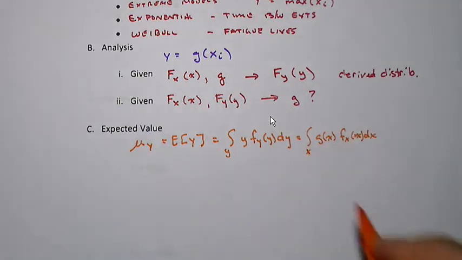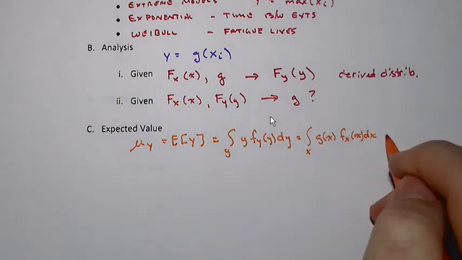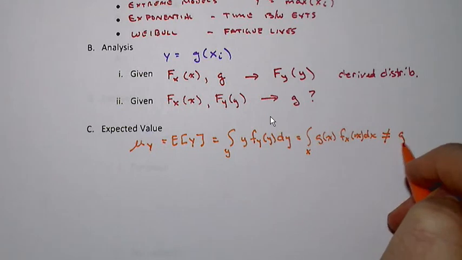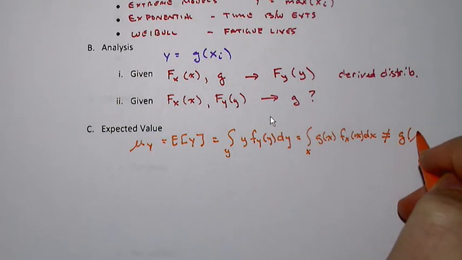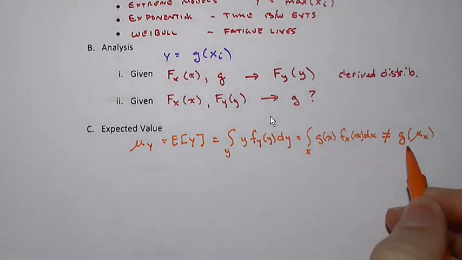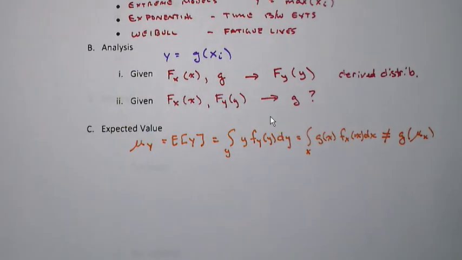But note that except for the linear case, it is not true that we just simply take this function and evaluate it at the mean value of the independent random variable. That equality does work if, but only if, it's a linear operation here.